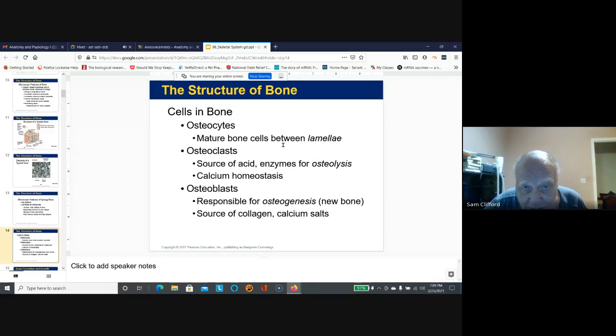So what type of cells are in bone? Mature bone, the osteocytes end up in the layers of compact bone.